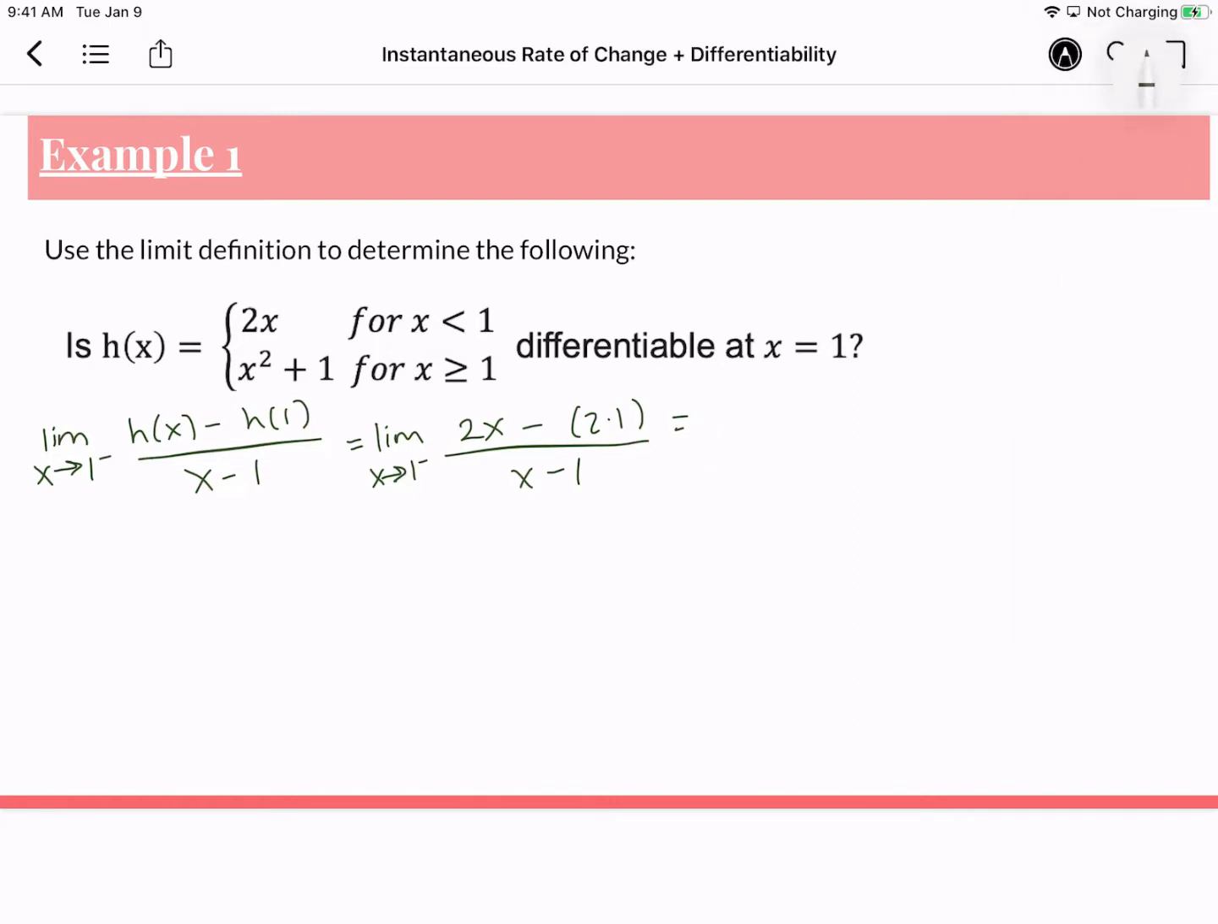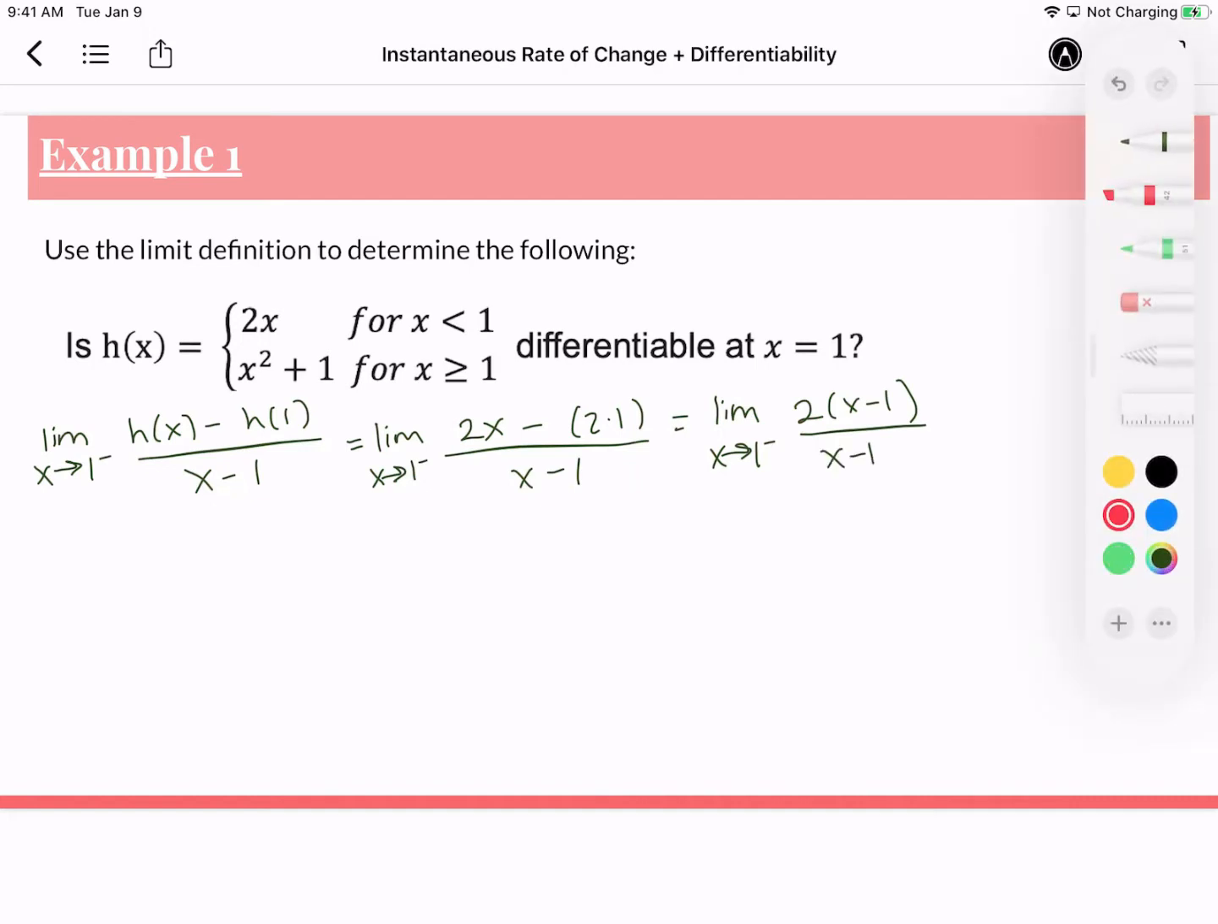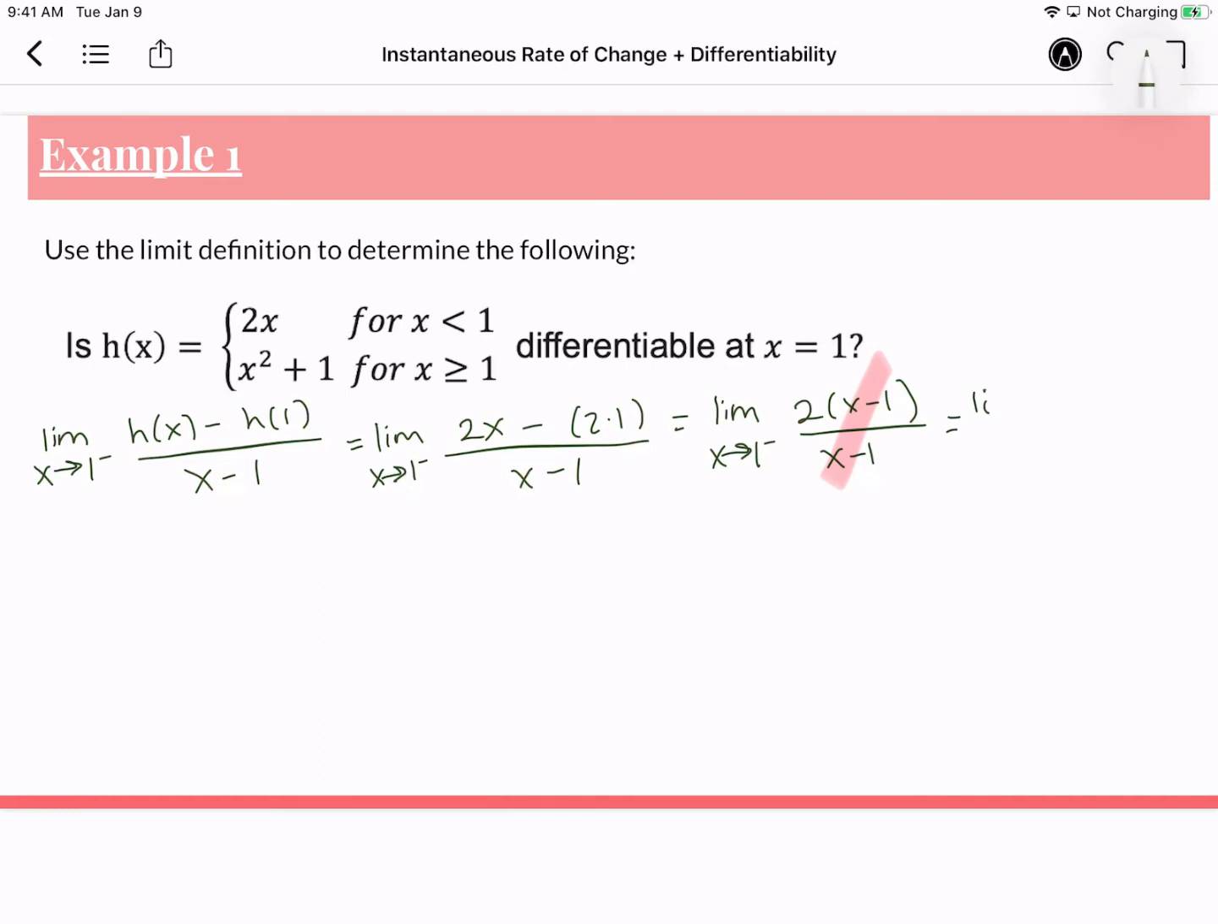So I'm going to factor the numerator. And look at that, the x minus 1 clearly cancels out. That cancels out, and I'm just left with the limit as x approaches 1 from the left of 2, which equals 2. Awesome. Alright, and now let's take the derivative from the right-hand side.